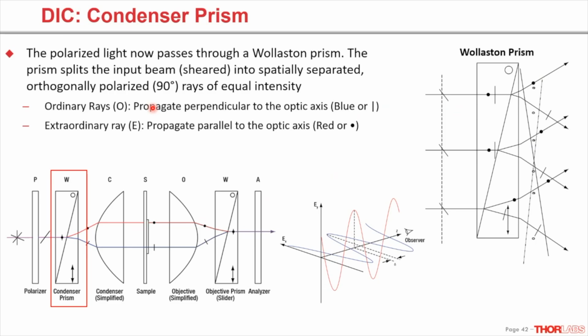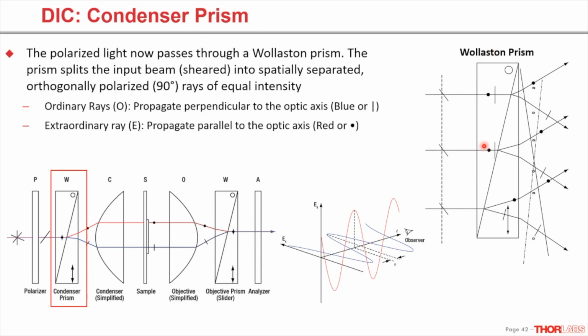And then the other is the extraordinary ray, which will be represented as an E, and they propagate parallel to the optic axis. So they'll appear red or as a dot in our diagrams. And so how does a Wollaston prism work? A beam of light polarized at 45 degrees will hit the Wollaston prism, which is made of two wedges of different birefringent materials.